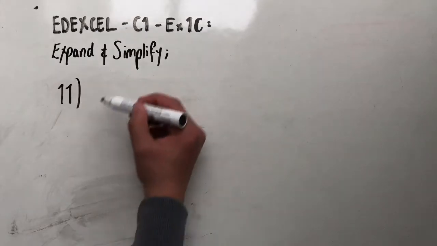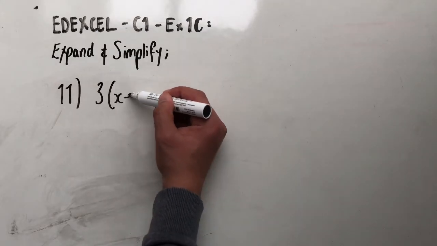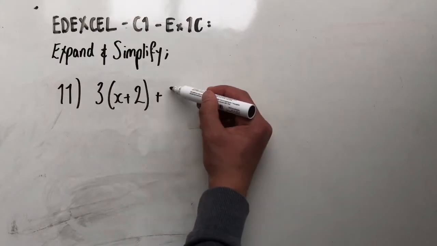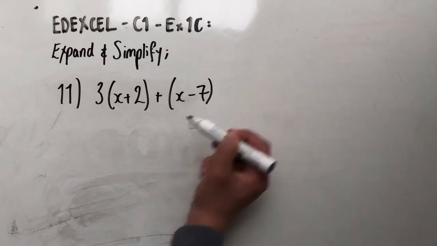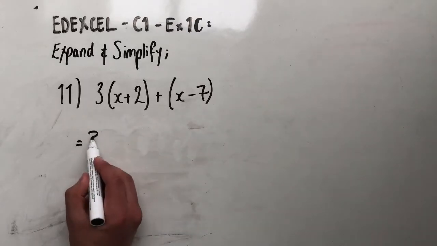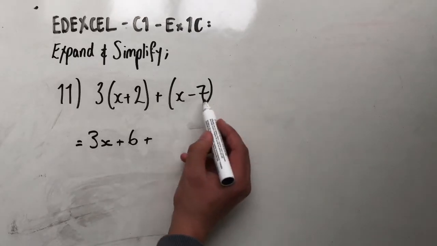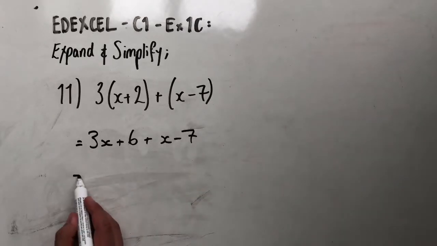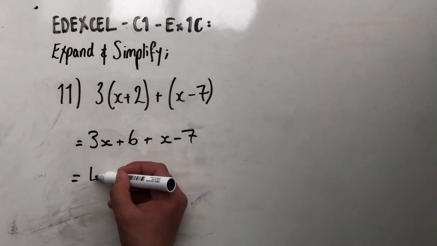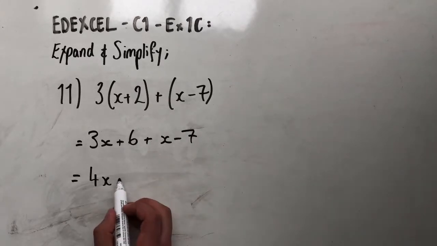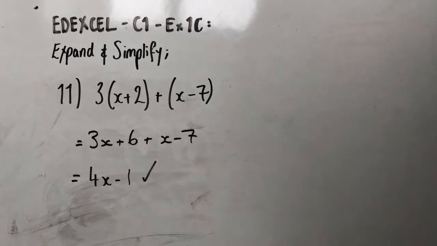Question 11 is 3 open brackets x plus 2 close brackets plus open brackets x minus 7. Now, for the first set of brackets, we just times 3 by every term inside. So 3 times x is 3x, 3 times 2 is 6. Now, the second set of brackets is only times by 1, so we can just bring that down and get rid of the brackets. Next, we combine the x's, so 3x plus x is 4x. Combine the digits, 6 minus 7 is minus 1.